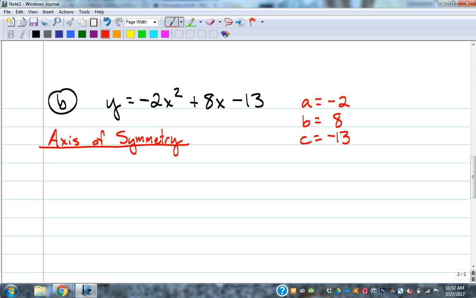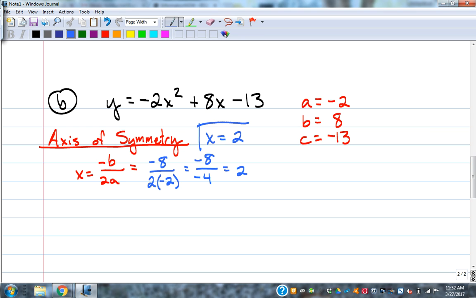Okay. All right. What's our formula for axis of symmetry? -b divided by 2 times A. So -b, b is 8, so -b would be -8 divided by 2 times -2. So that's -8 over -4, which is +2. X equals +2.